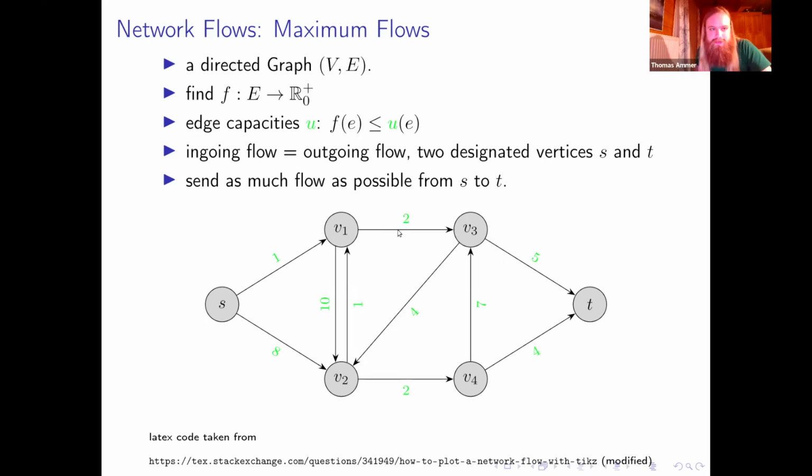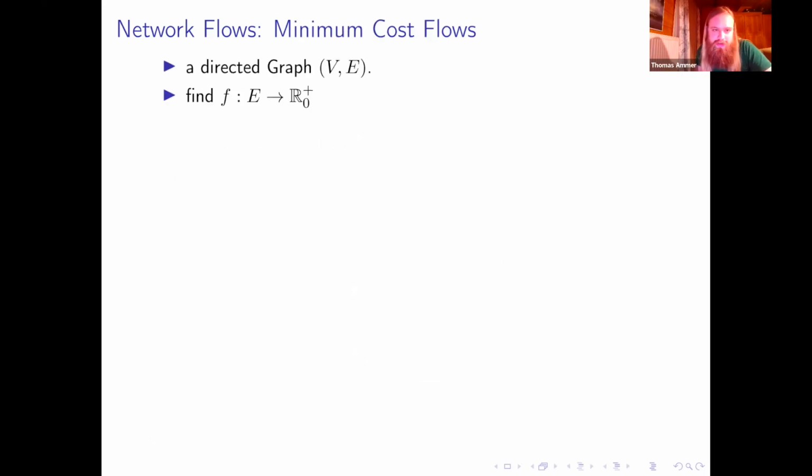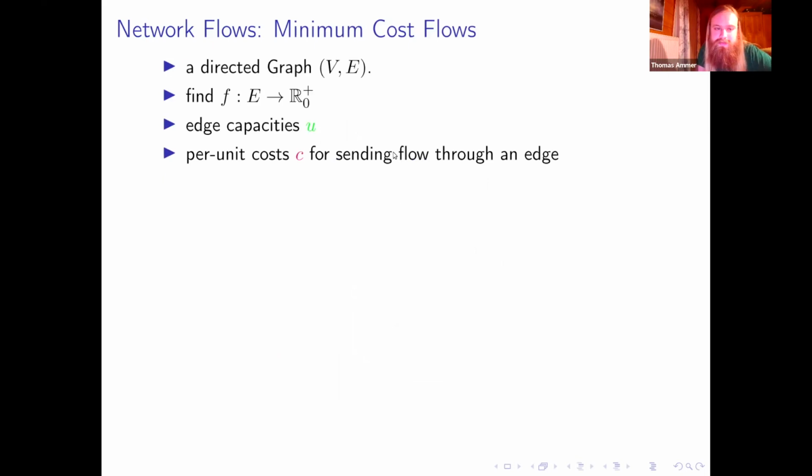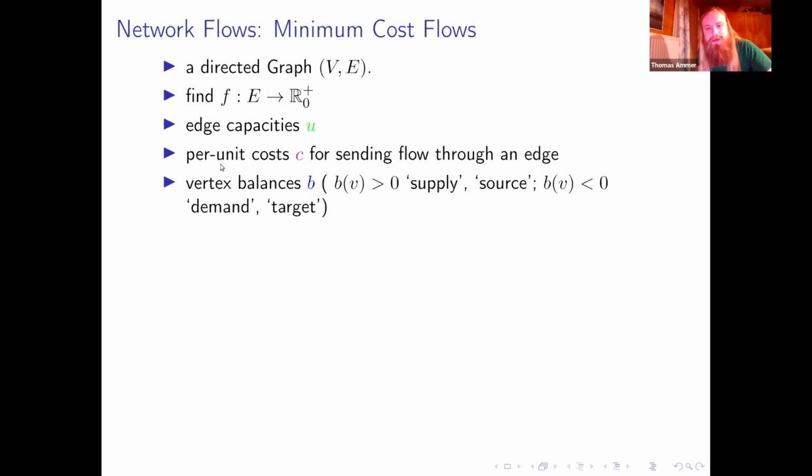Okay, so that's one version of the network flow problem, and another version involves costs. So for sending a unit of flow through an edge, we incur costs, and then the vertices can also, let's say, supply flow, or they can be sources of flow. They can also demand flow. They want to receive flow. They can be targets for the flow. And that is condensed into vertex balances. So positive balance means the vertex supplies flow. Negative balance means the vertex is a target for the flow. Okay, so positive balance means more outgoing than ingoing flow. Negative balance means more ingoing than outgoing flow.